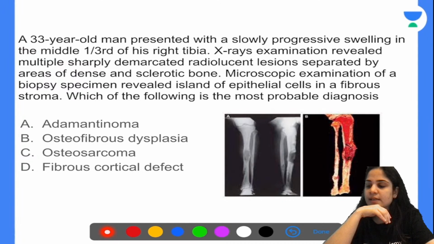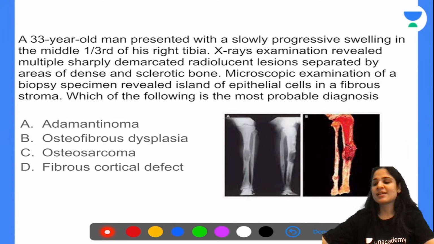Okay, Ravi Kumar is saying D. Ayush is saying adamantinoma. Deepthi is saying osteofibrous dysplasia. And then we have Mulai who's saying osteosarcoma. So everyone has given all the possible answers. But the correct answer over here is adamantinoma.